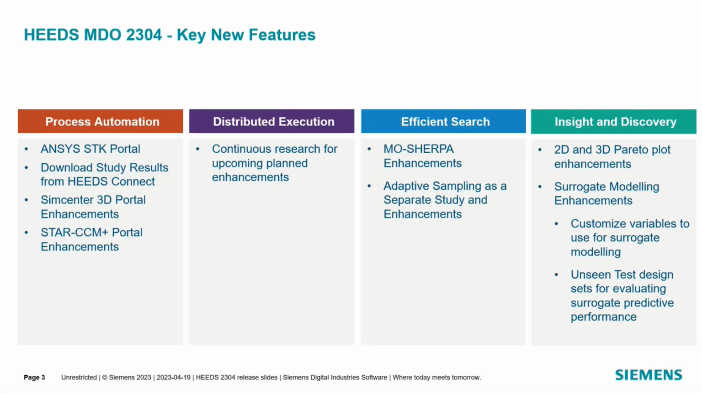As an overview for HEEDS MDO, we have, as usual, split the key new features into the four main pillars that we have. For the process automation, we have added a new portal, and we have also added the possibility to download the results from HEEDS Connect. In this way, we are building a bidirectional interaction between HEEDS Connect and HEEDS MDO. And we have provided enhancements to the Star CCM and the SimCenter 3D portal.